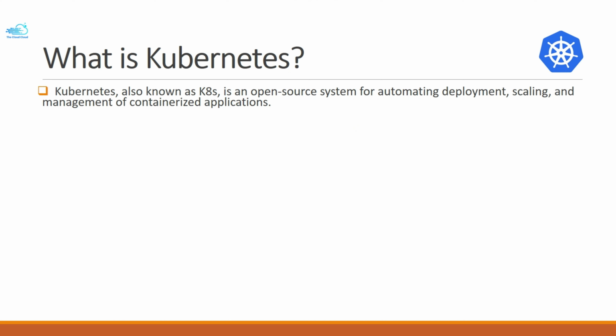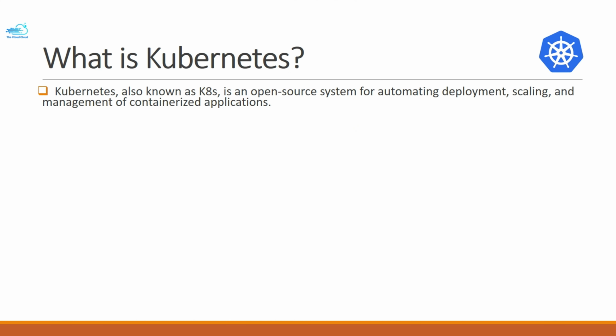So why is it called K8s? Basically, Kubernetes has 8 characters in between K and S. So someone maybe pronounced it as K8s initially rather than saying Kubernetes every time, and it is so popular now. Everybody calls it K8s rather than Kubernetes.